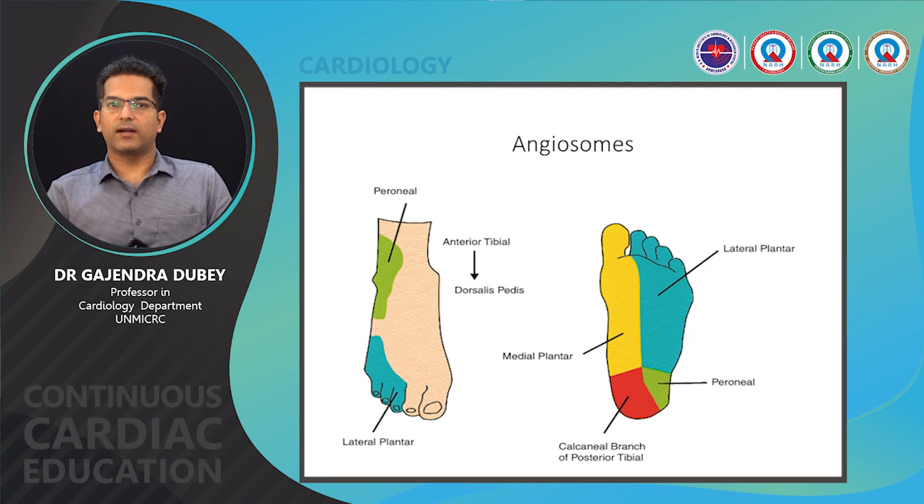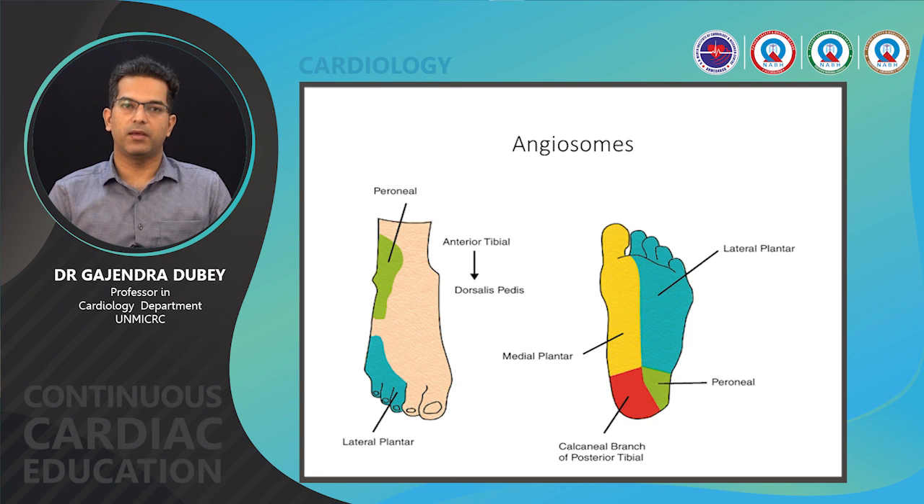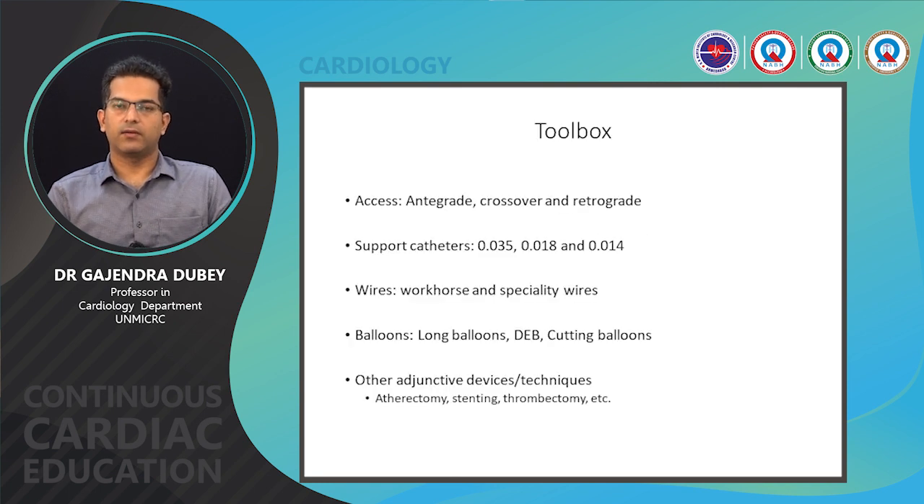So we should try to target the culprit vessel, but it may not be possible all the time because the culprit vessel may not have a good distal runoff. In that scenario, we should try to revascularize at least one vessel which is going to the foot and has a good outflow, so that it can give collaterals and may be useful in healing of the wound.